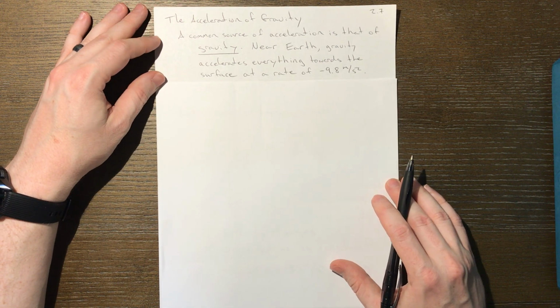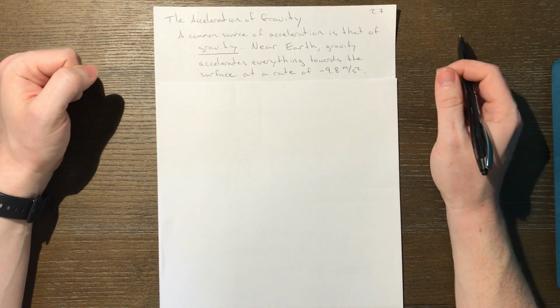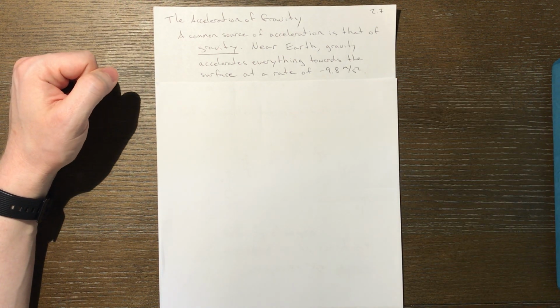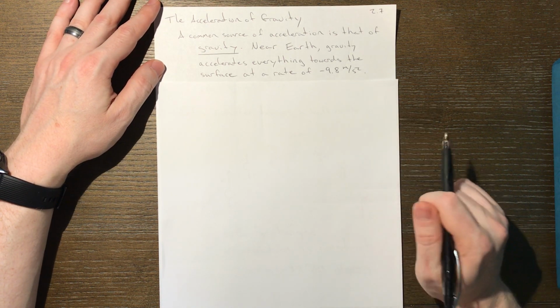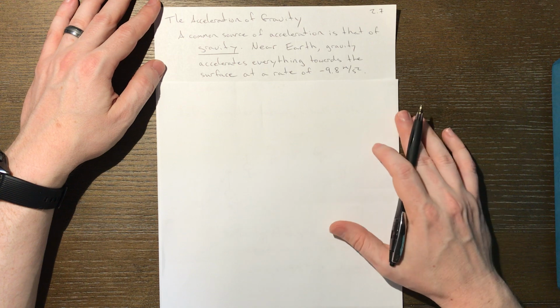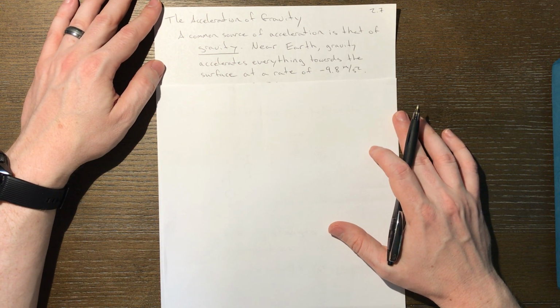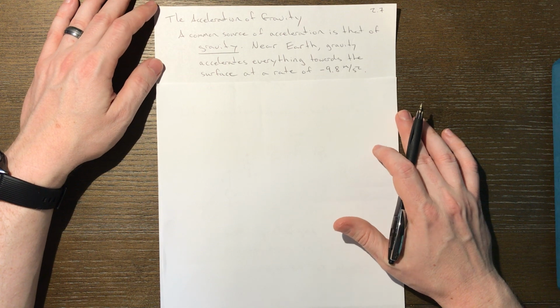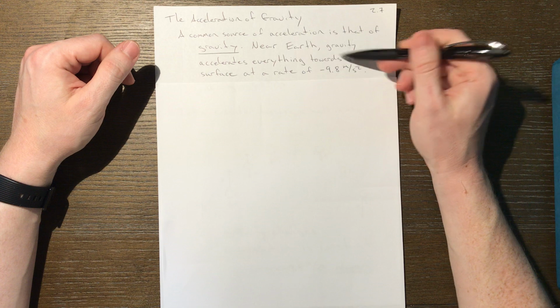And it pulls everything in a way that accelerates it at a rate of negative 9.8 meters per second squared. Now this is the acceleration of gravity. In chapter 3, we'll cover the force of gravity. Force is actually different than acceleration. As we'll later see, force is what causes acceleration. But don't refer to this as the force of gravity.